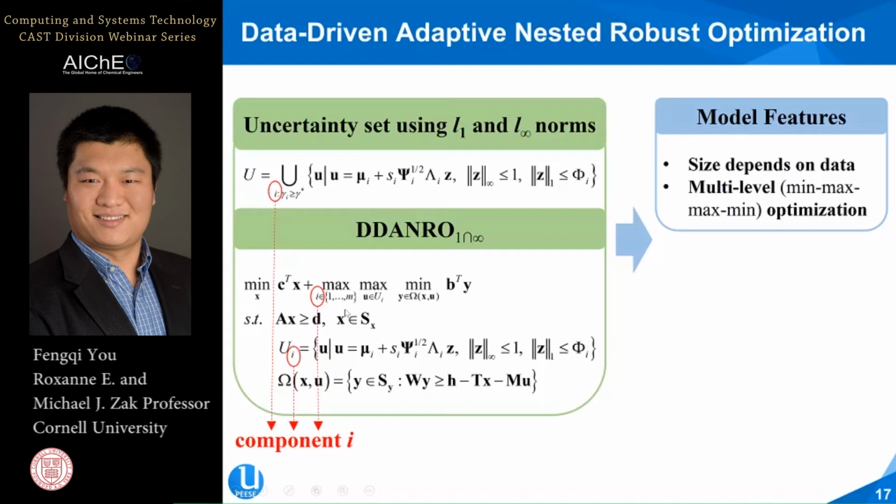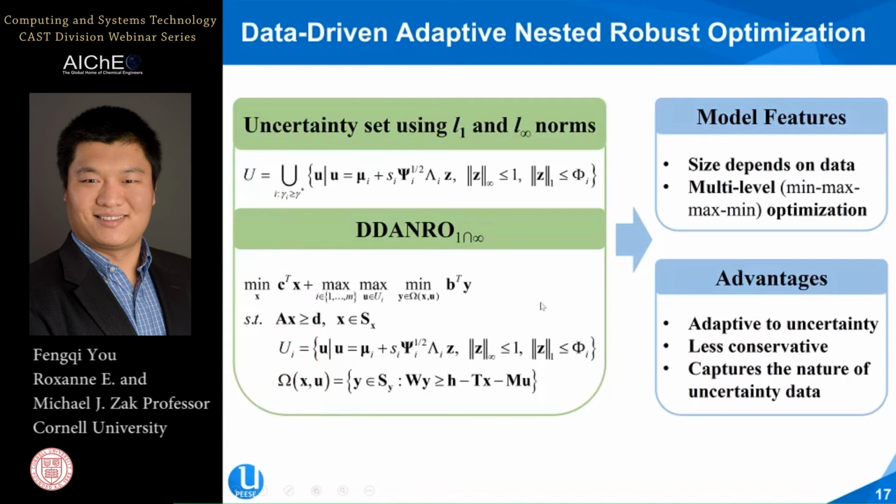And the uncertainty set is not a single set, but multiple basic sets, and then we take the union of all these sets. So with this multi-level min-max-min-max structure, we could well capture all these data-driven uncertainty sets in the robust optimization framework. And so there are some advantages.